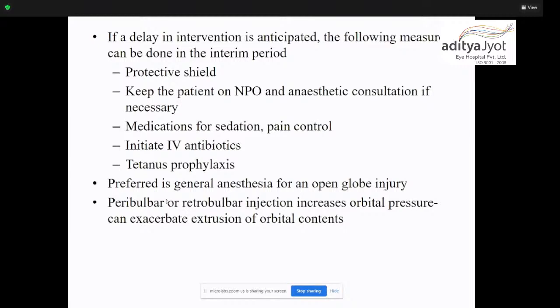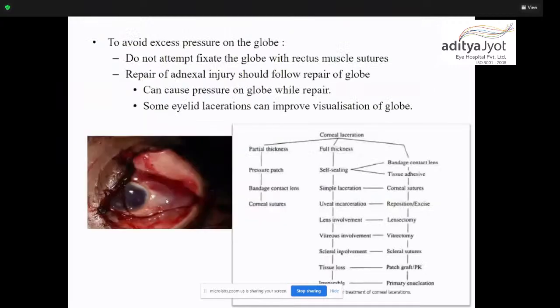So if you anticipate a delay in intervention, then keep the patient on nil oral and start intravenous antibiotics and tetanus prophylaxis. GA is better for not only pediatric cases, even for very bad ocular trauma cases, because the peribulbar, the retrobulbar injection can increase the orbital pressure and it can cause extrusion of orbital contents. So if it's a very bad ocular trauma, it's always better to go for a GA. So this is the algorithm which we follow.